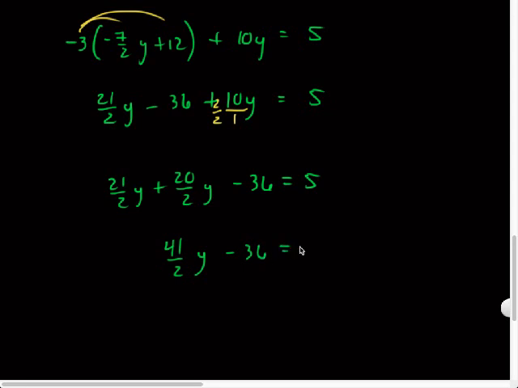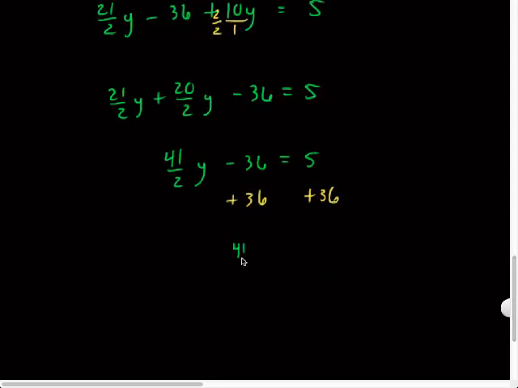Minus 36 equals 5. Oh, I think I'm liking where this is going. Add 36 to both sides, and I'll have 41 halves y is equal to, conveniently, 41. How do you guys like to get rid of this one here? Forget about it. We could divide both sides by a fraction, but that's gross.